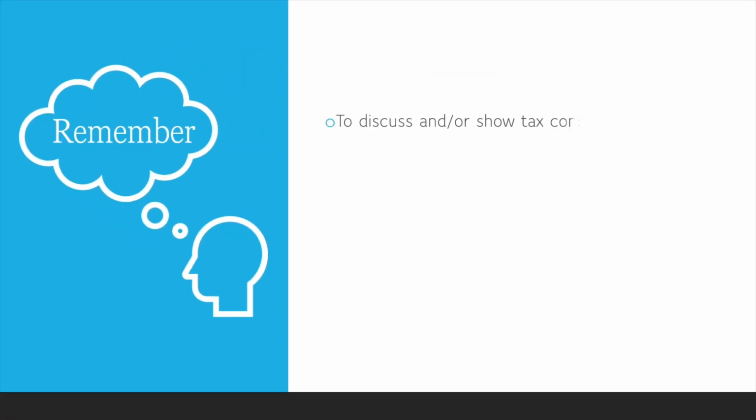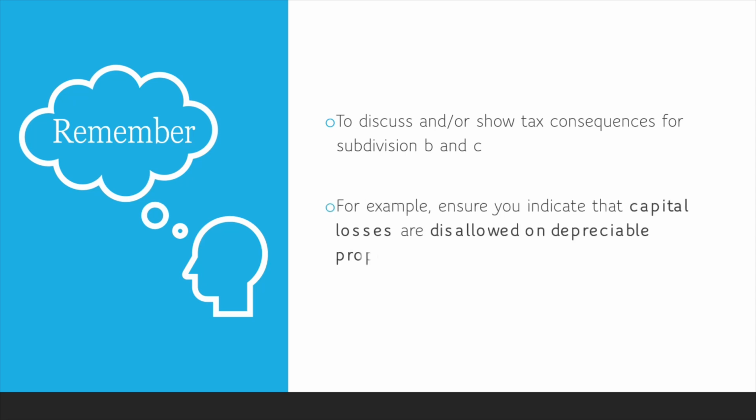In addition, please remember that when you are dealing with one of these questions and providing your solution, you should be discussing and/or showing the tax consequences for subdivision B and subdivision C. For example, ensure you indicate the capital losses are disallowed on depreciable property. If you don't remember that, we've covered that rule before. It's in ITA 39.1b, subparagraph 1.